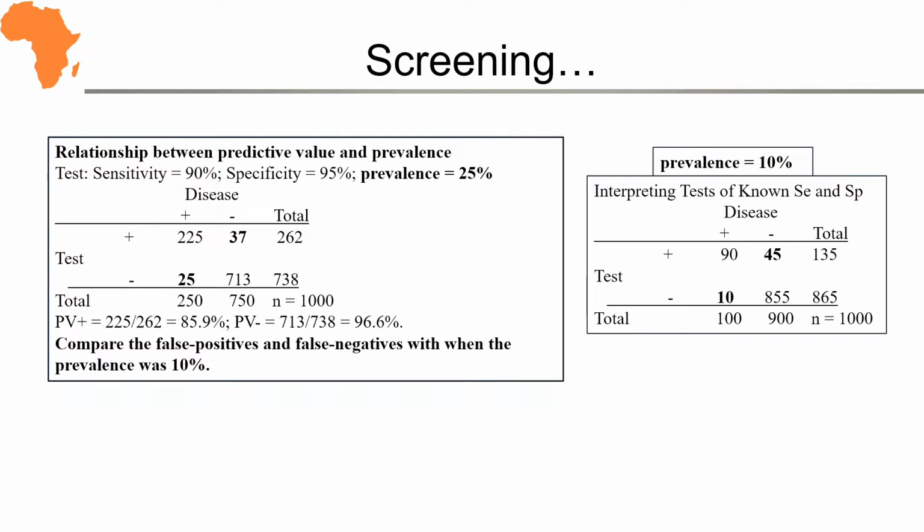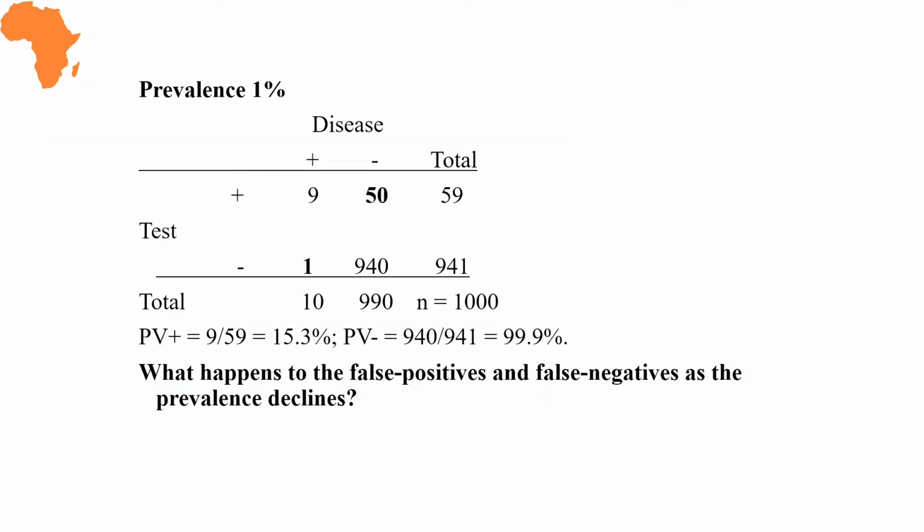Yeah. So when you use a highly specific test, what does that mean? So the prevalence goes down to 1%. I'm following the slides from 25% to 10% to 1%. At 1%, the positive predictive value of the test goes down to 15%. The negative predictive value goes to 99%. So think about what happens to the false positives and the false negatives as the prevalence declines.